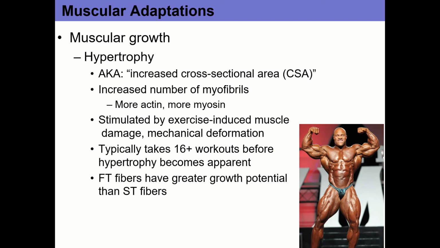As mentioned, it takes a little while before hypertrophy becomes an important factor in strength production. It typically takes more than 16 workouts before hypertrophy becomes observable or apparent. And fast twitch fibers have a greater growth potential than slow twitch fibers. Slow twitch fibers can grow some in response to resistance training, but fast twitch fibers can grow more. They have a higher growth potential. So that's one of the things where genetics plays into this.